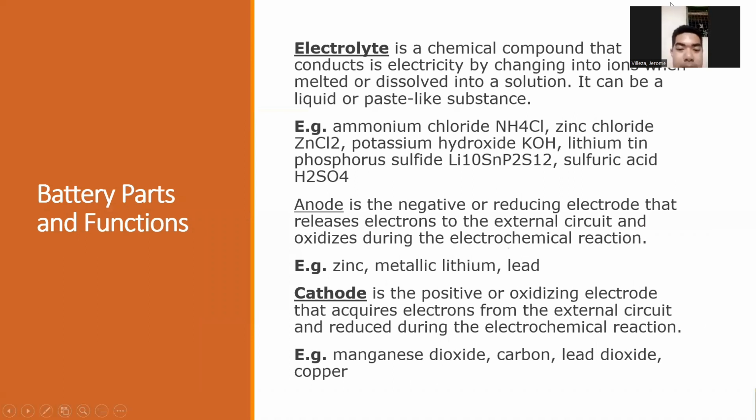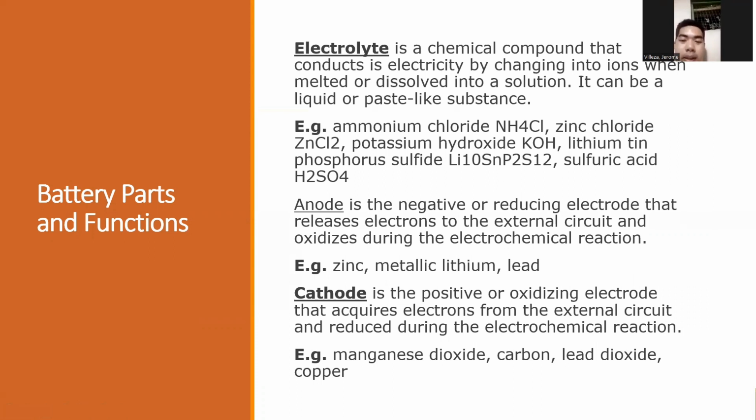So battery parts and functions. Number one is the electrolyte, which is a chemical compound that conducts electricity by changing into ions. It can be a liquid or a paste-like substance. Some examples are ammonium chloride, zinc chloride, potassium hydroxide, lithium phosphorus sulfide, and sulfuric acid.